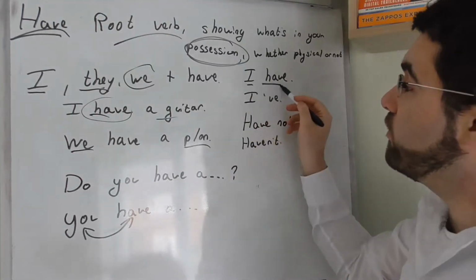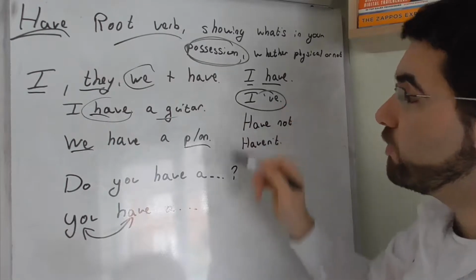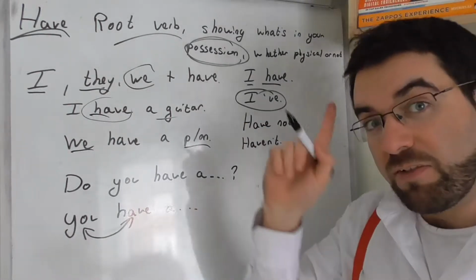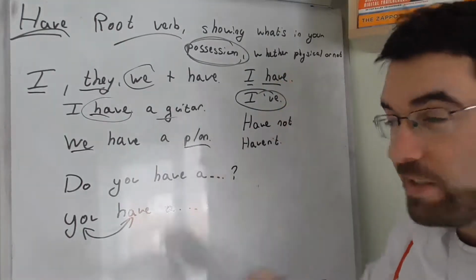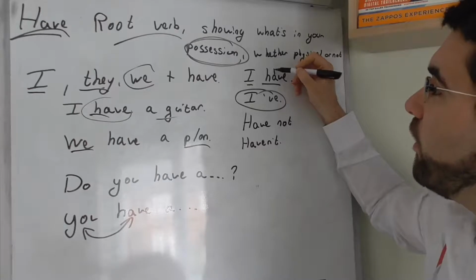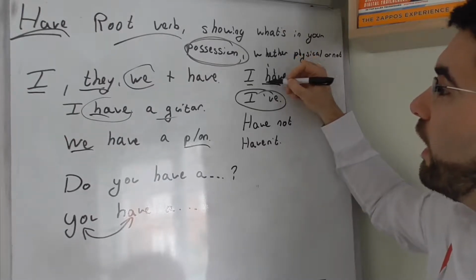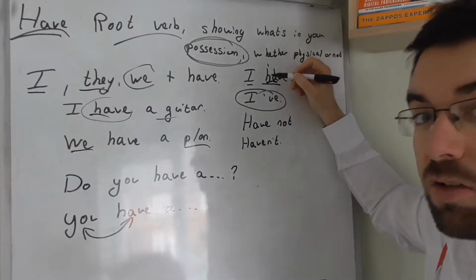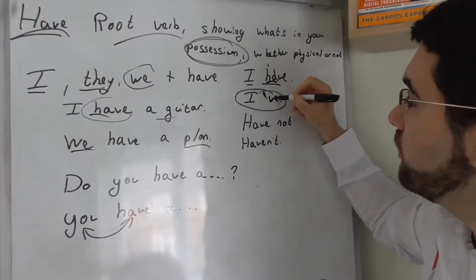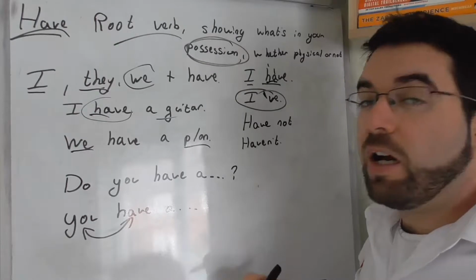So I have, we simply turn it into I've. I've got a guitar. I've got a plan. I have an idea. I've. Simply get rid of the vowel and the consonant H and the A. Get rid of it and replace it with an apostrophe. I've. I've got.